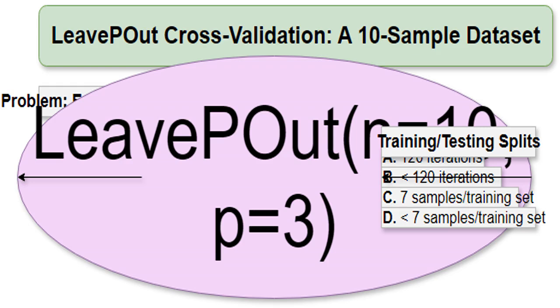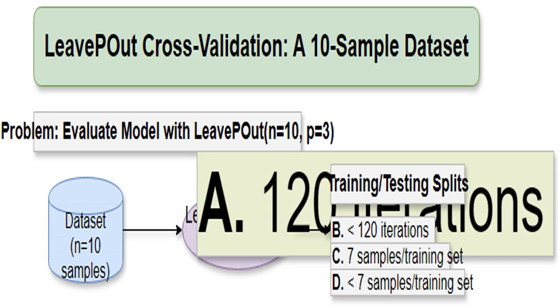I calculate the total number of ways to choose 3 data points out of 10 to leave out for testing. This is a combination problem. 10 choose 3, which is 10 times 9 times 8 over 3 times 2 times 1, equals 120. That's 120 different ways to create the test sets. Therefore, there will be 120 iterations. So the statement that there are fewer than 120 iterations is incorrect because my calculations show there are exactly 120 iterations.